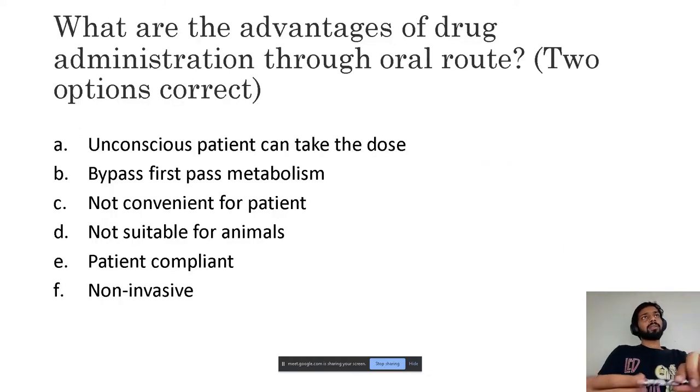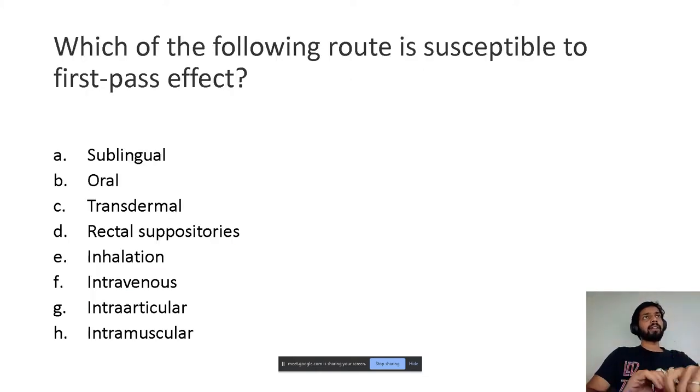What are the advantages of drug administration through the oral route? Two options are correct here. Unconscious patient can take the dose, E, and patient compliance. What do you think could be the other option? Non-invasive, sir. Yes, both of the options are correct. The oral route is very patient compliant and it's also very non-invasive. Tablets are not invasive, right? That's the idea.